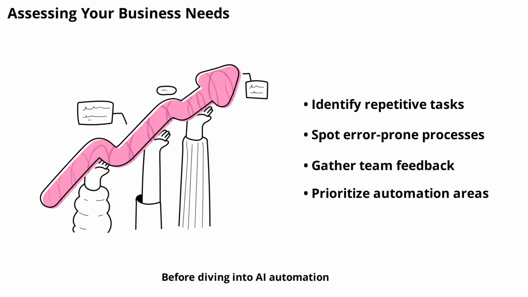Before diving into AI automation, it's crucial to assess your business's unique needs. Start by identifying the most repetitive and time-consuming tasks in your daily operations. Consider which processes are prone to human error or require significant manual input. Talk to your team and gather feedback on pain points and bottlenecks. By understanding where automation can have the biggest impact, you'll be able to prioritize your efforts and choose the right AI solutions for your business.